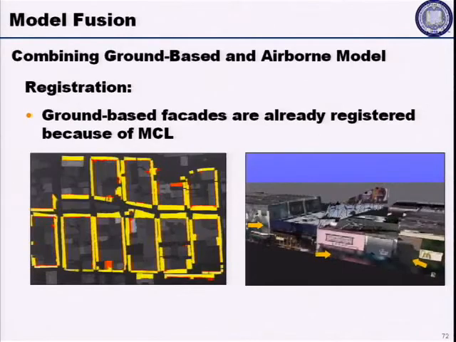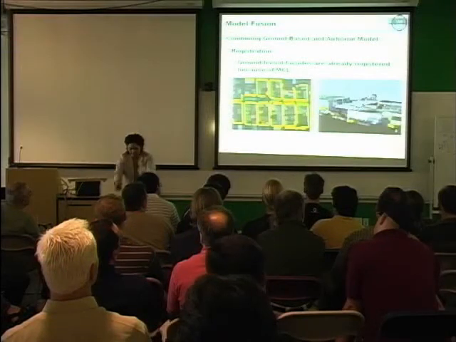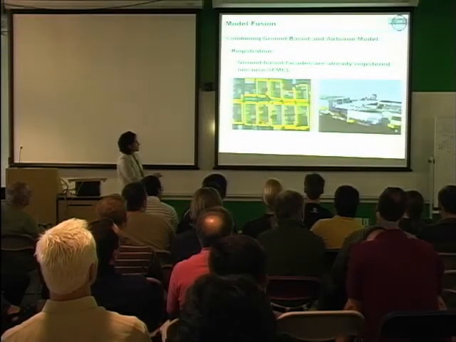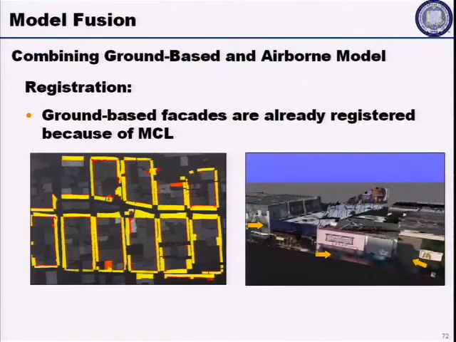And finally, model fusion, and I'll go over this very fast just so that we can look at some more videos. So what you do is, if you look at the airborne-only models down at the bottom, these models don't look very good because the resolution of the images is low, and because basically it's a rectilinear model. We had the rooftop segmentation, and we just brought it down. So the details of the 3D model at the street level is not very good.